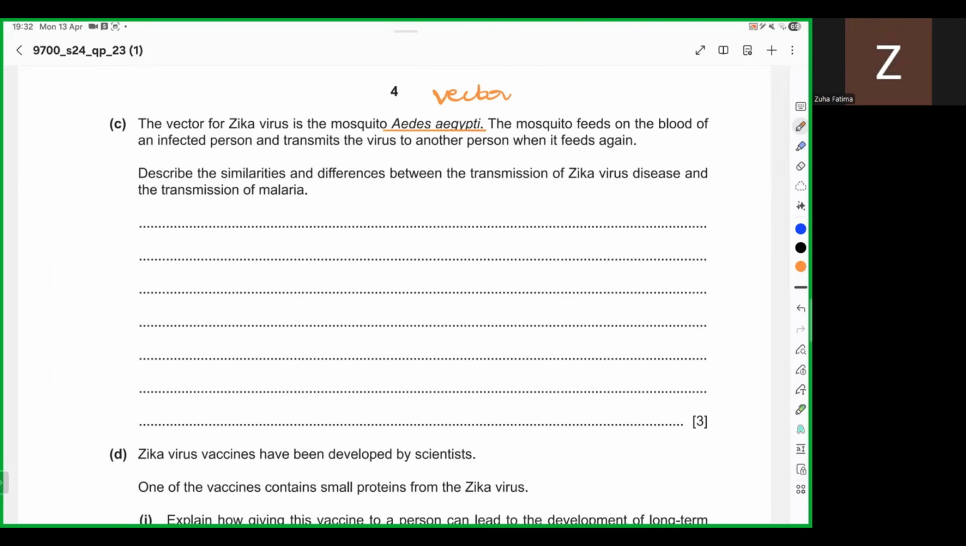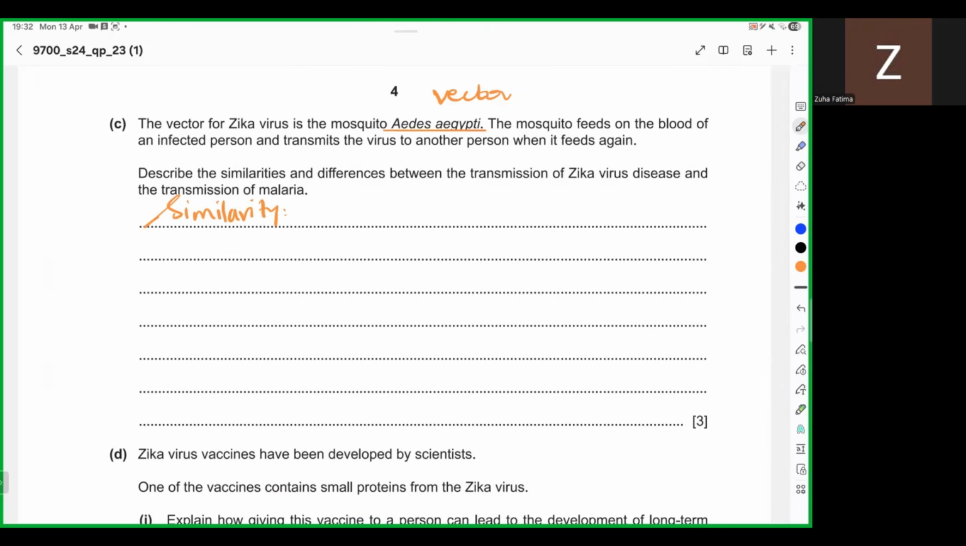Describe the similarities and differences between the transmission of Zika virus disease and the transmission of malaria. So, for similarity, we would say that the transmission of malaria also is via mosquito vectors. And in both, the vectors feed on blood, and whilst taking the blood meal, they transmit the disease from an infected person to an uninfected person.